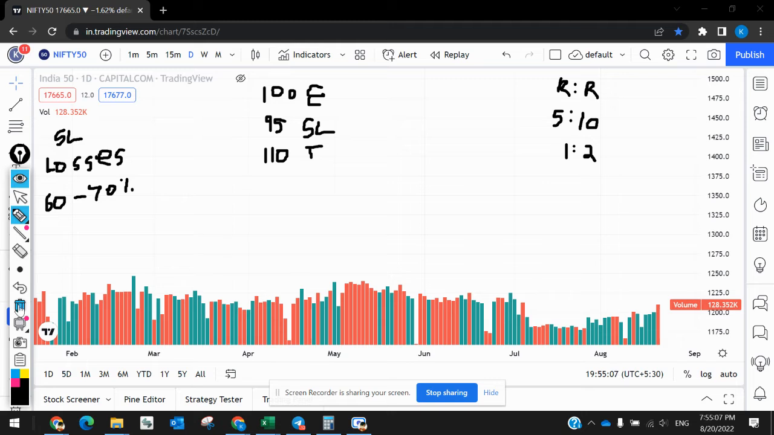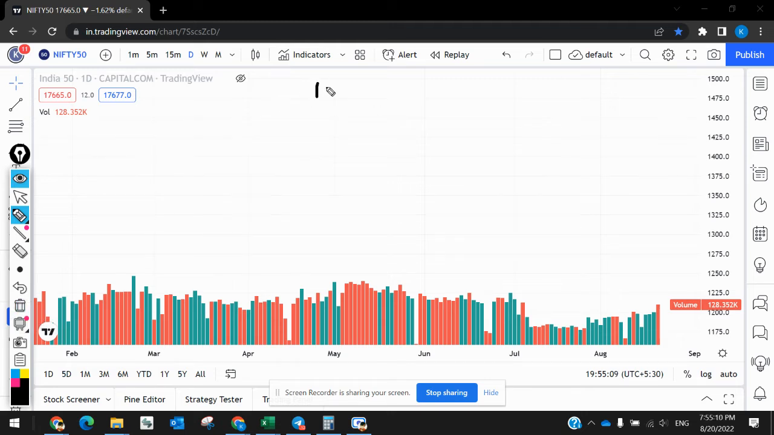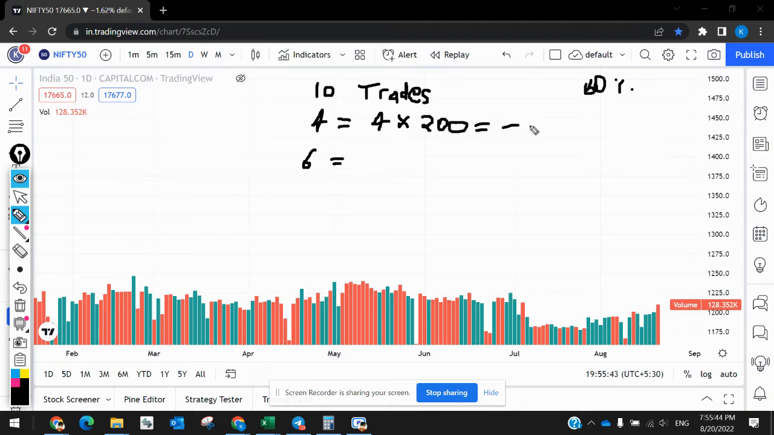Now let me explain with the help of an example. Suppose there are 10 trades and we have a 60% accuracy. So 4 will be loss and 6 will be profit. If I take 4 into 200, which is 2% of my capital, I will make an 800 rupees loss.